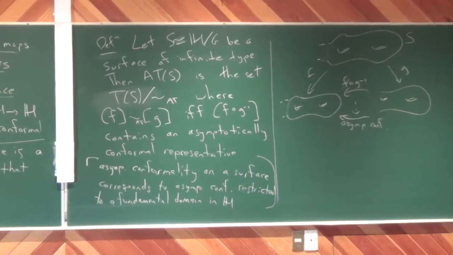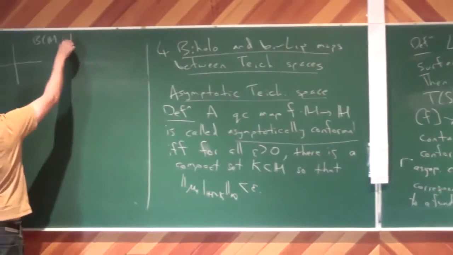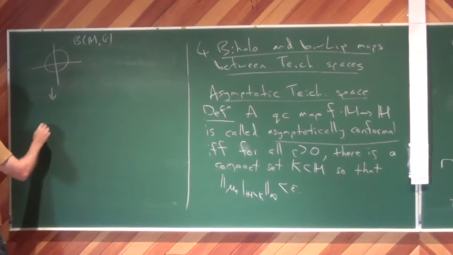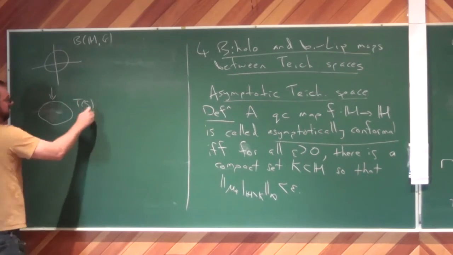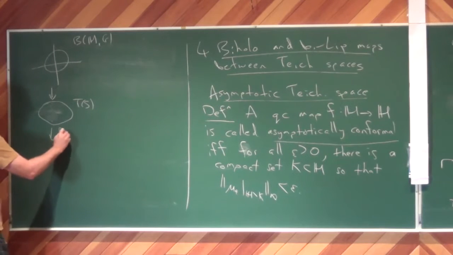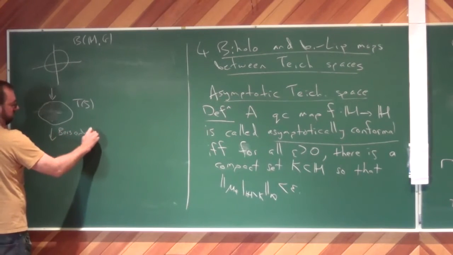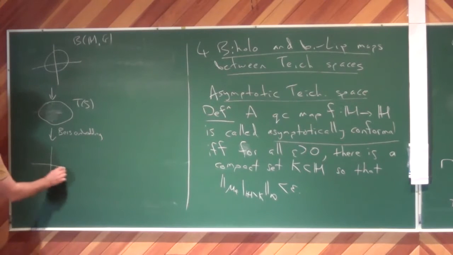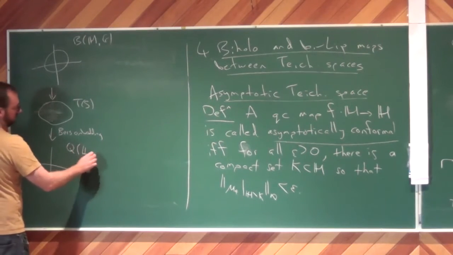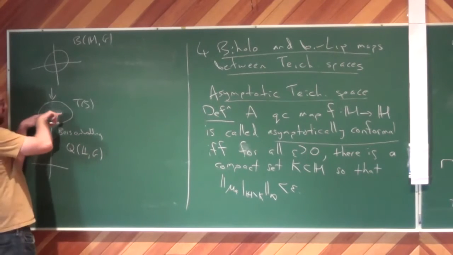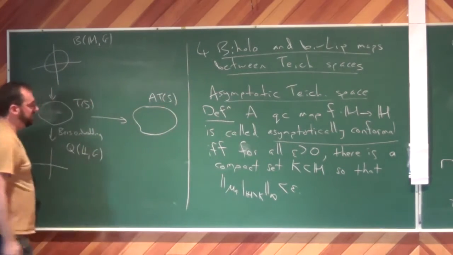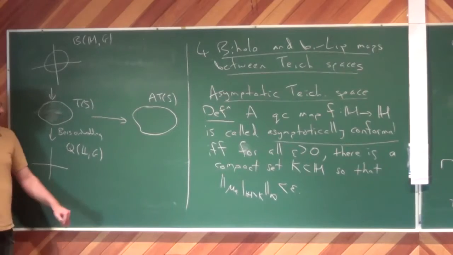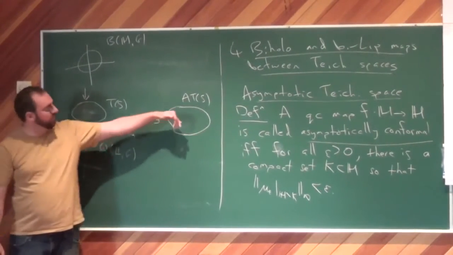So putting up the diagram that we had yesterday, where we started off with Beltrami differentials, and we can project down to Teichmüller space, and we then have the Bers embedding of this down into Q. Well, we now have another projection from Teichmüller space over here to asymptotic Teichmüller space. And there's a corresponding embedding to the Bers embedding for asymptotic Teichmüller space.